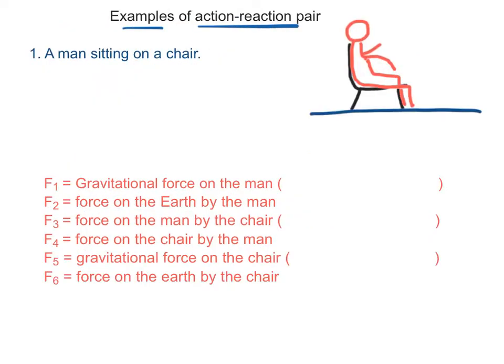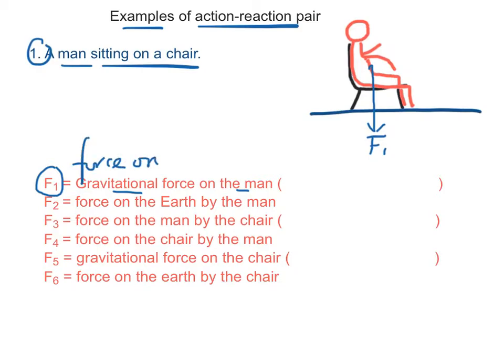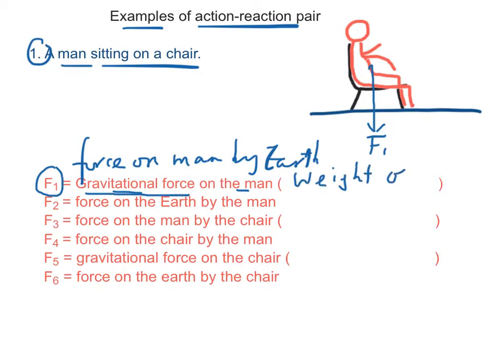Examples of action-reaction pairs. Let's see a man sitting on a chair. There are 6 forces. Let F1 be the gravitational force on the man, which is the force exerted on the man by the earth. Very often, we call gravitational force the weight of the body, the weight of the man.